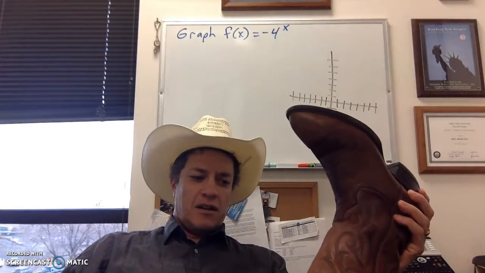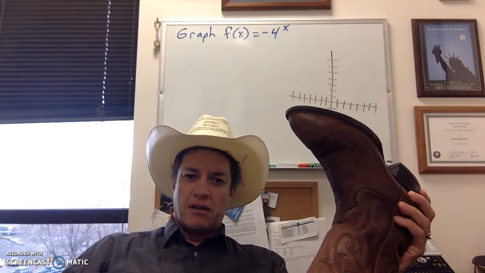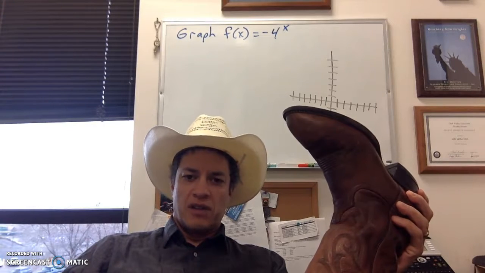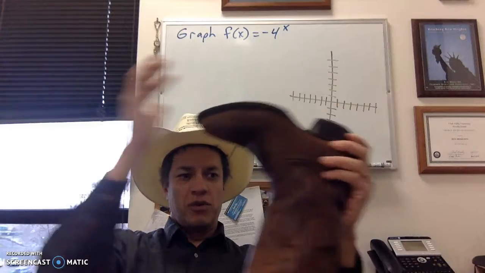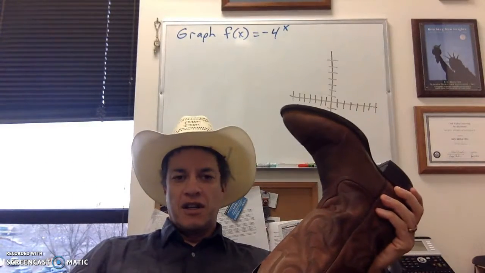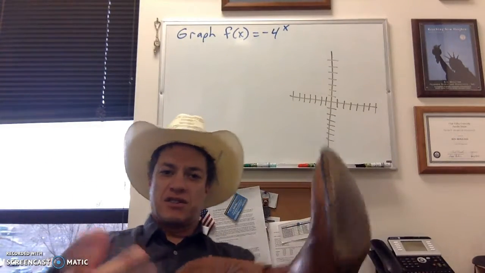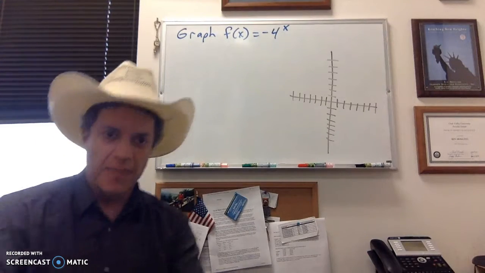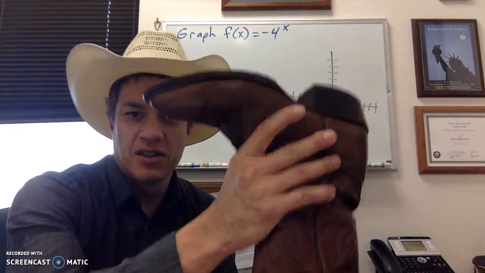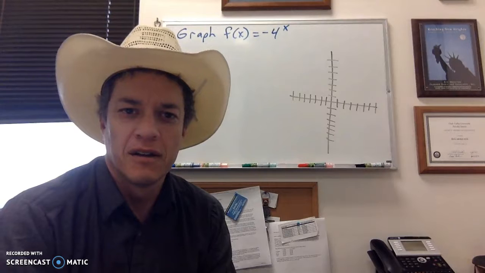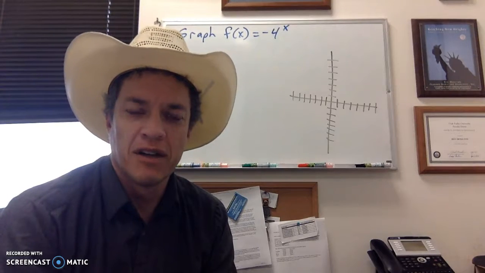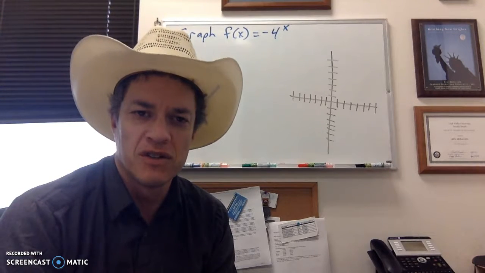They say that when you're camping out in the wild with scorpions and such, before you put your boots on in the morning, you need to tap them out and make sure you don't have snakes and critters and whatnot in your boots. So what's that got to do with the graphing of exponential functions?